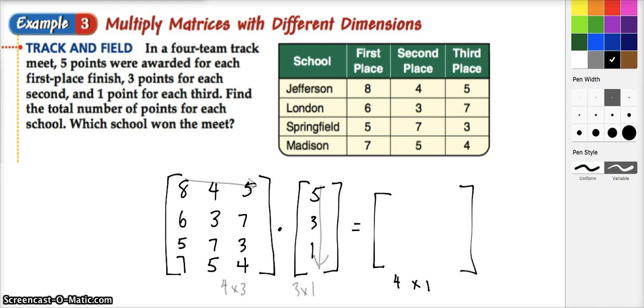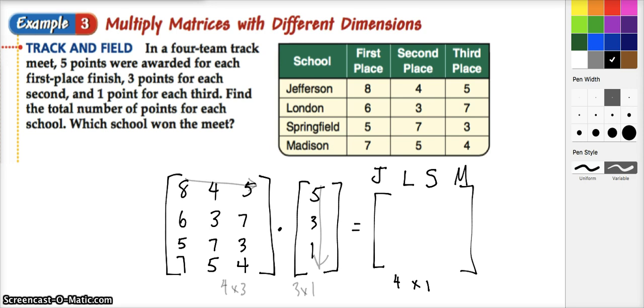And then I'm going to add it all up. It looks like each row that I create will be the score for Jefferson High, the score for London High, the score for Springfield, and the score for Madison. And that's just the information I need in order to figure out which school won the meet.